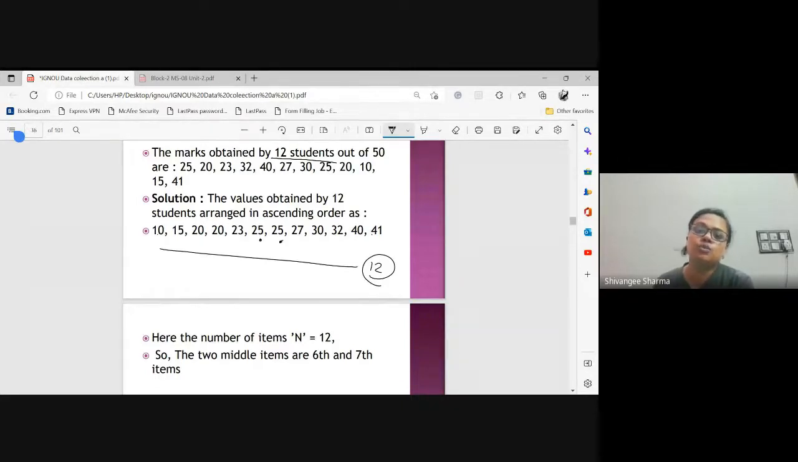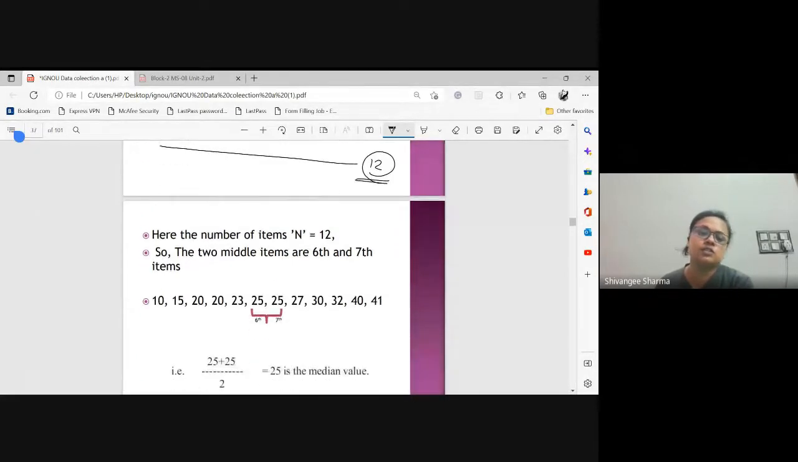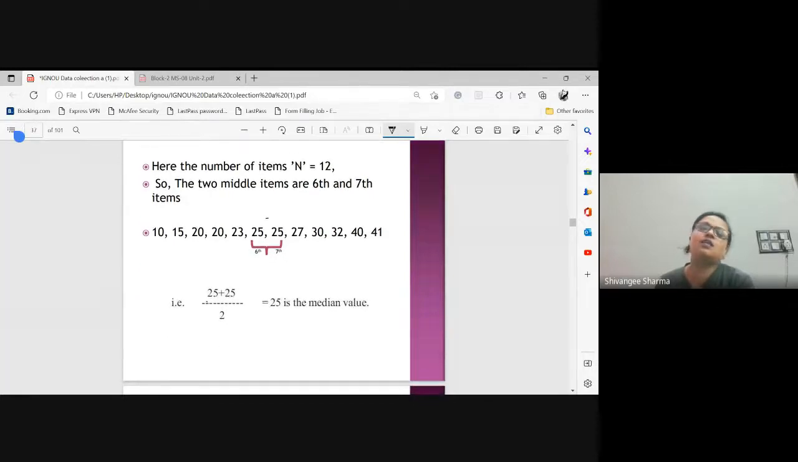So what you do when n is an even number is take the average of both the middle terms. Here it is 25 and 25 coming in the sixth and seventh place. Then you take the average of these, which here is 25 only because both the numbers are 25. So 25 plus 25 divided by 2 is 25, and it is the median value, right? So when n is even, you take the average of the two positions.